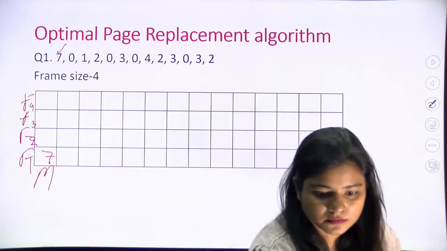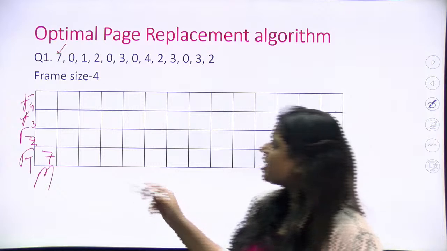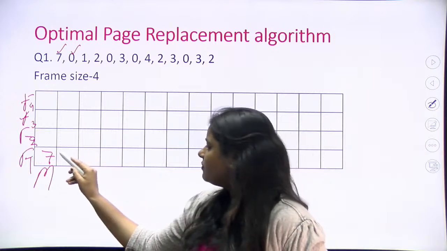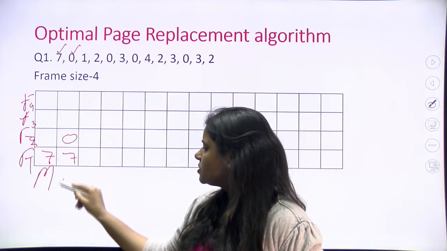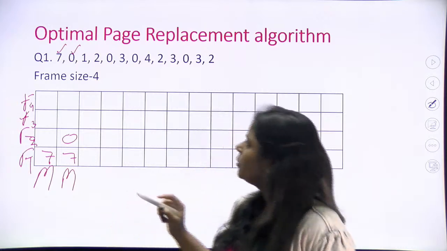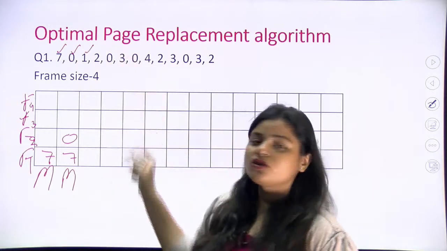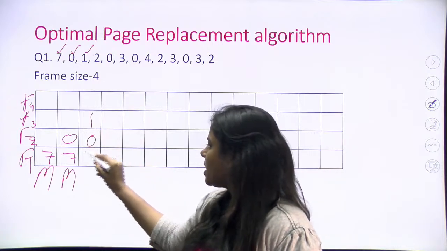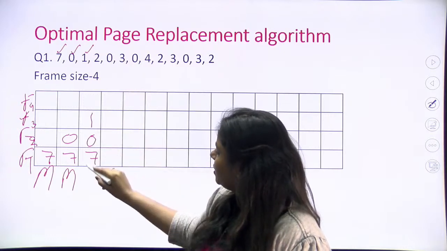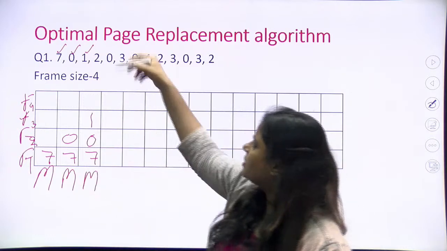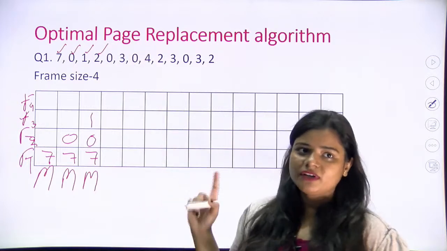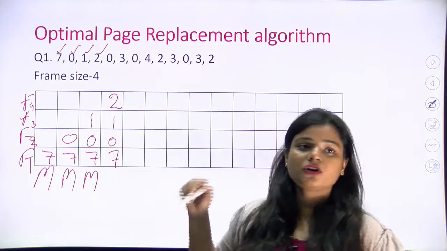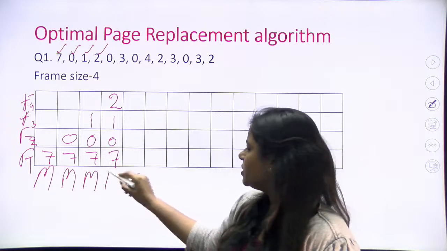Next page number I have is 0. 0 is not present inside the main memory. I will write 7 and 0, which is again a miss. Okay, next is 1. 1 is not present inside the main memory. I will write 1 over here because the frame is free. 0 and 7, and it is also a page miss. Now we have 2. We have one space for 2. I will write 2 over here. It is a page miss because 2 was not present inside the main memory.